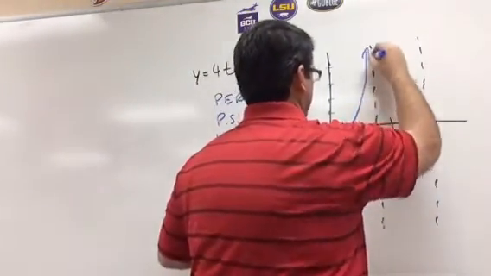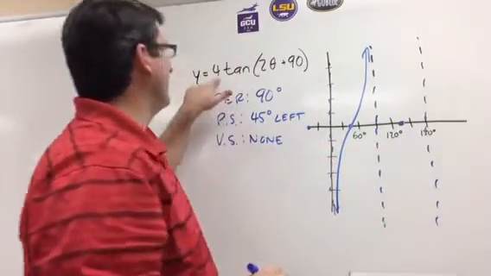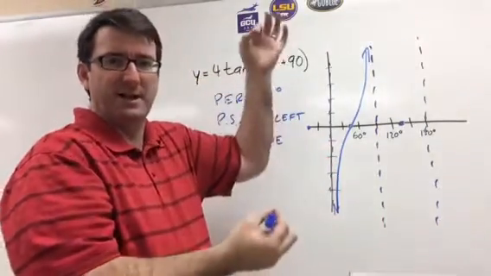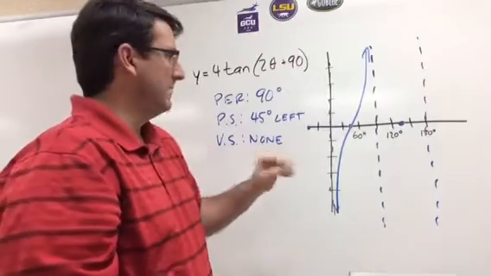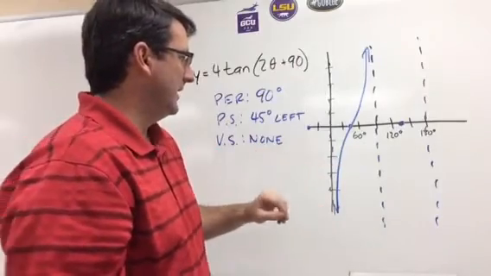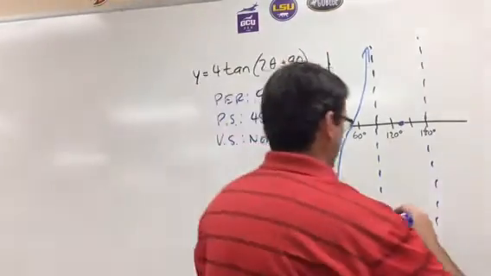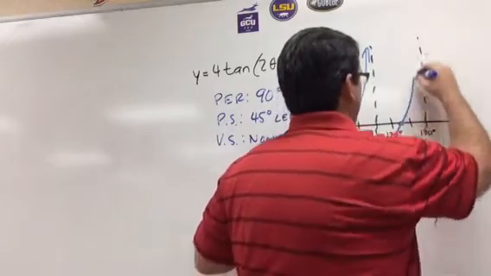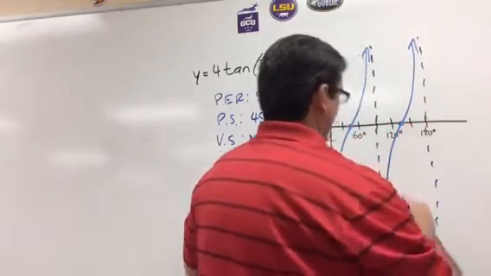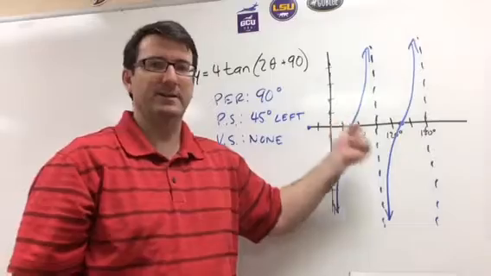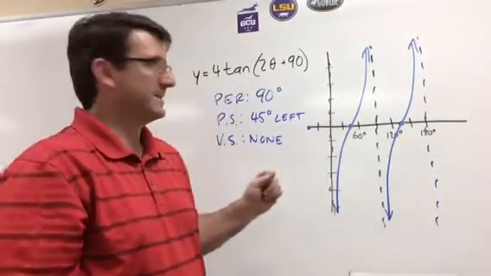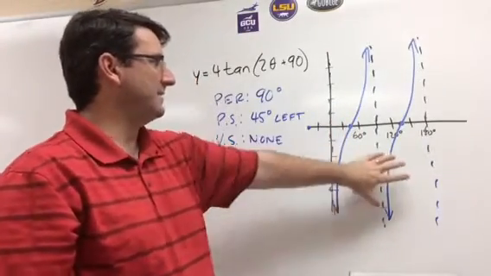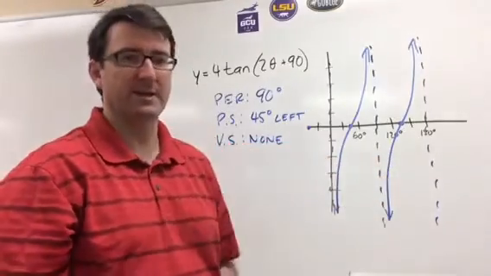It's going to look like this. What this 4 is going to do is stretch our tangent function by a factor of 4. So it's going to be a little bit skinnier than our normal tangent function. For this rough sketch here, we're not going to be worried about exactly how skinny that's going to get. But your tangent should look something like this.